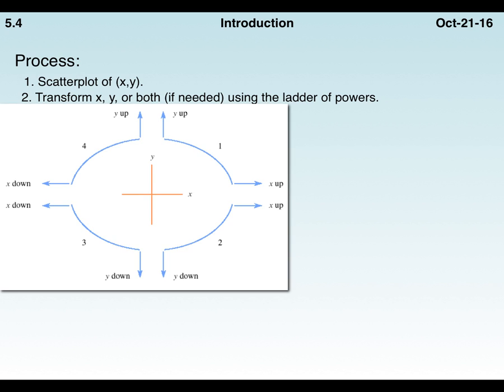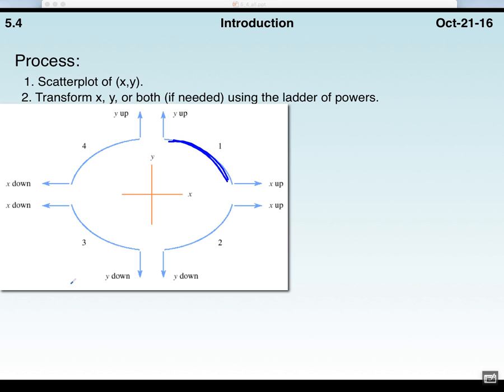This is the ladder of powers. The way that this works is that you're going to have a curve that looks like either section 1, 2, 3, or 4. So your data might look like 1, so maybe you have points like this. Because it looks like 1, you either take the power of x up or the power of y up. For example, you might do x squared or x cubed or y squared or y cubed or some y to the 4th, something like that.